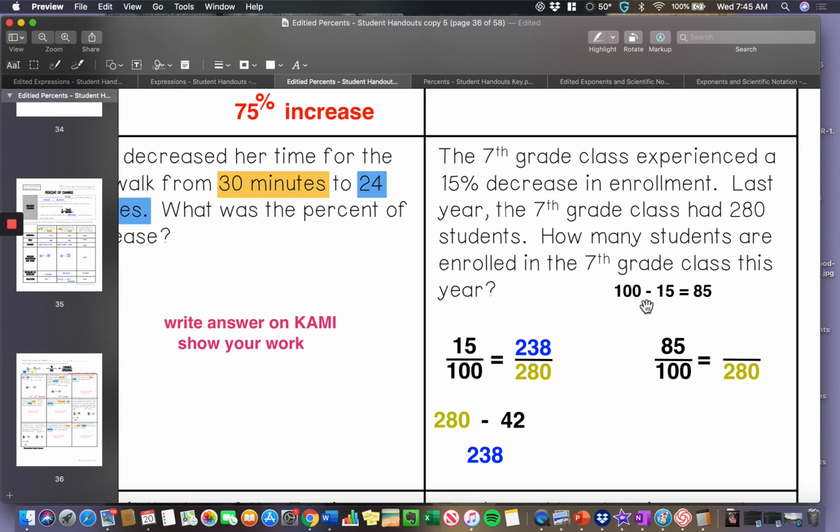So you can always take 100, take away the percent decrease to give you the actual percentage that will be attending. We have 85% of the students from last year coming back, right? So when I do it this way, I can kind of eliminate that. But again, the change is represented this way down here versus this way up here. This part represents the change in percentage of students coming back, where this one represents the change in students, which was negative 42, taken away from the whole amount. So the amount of students would be 238.